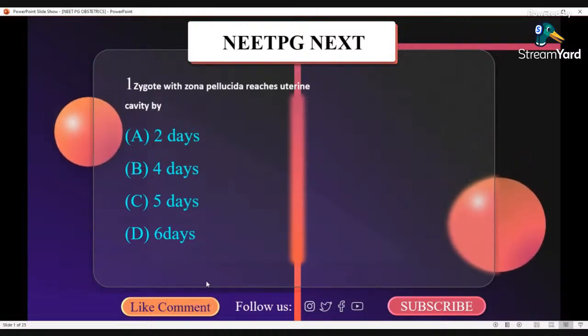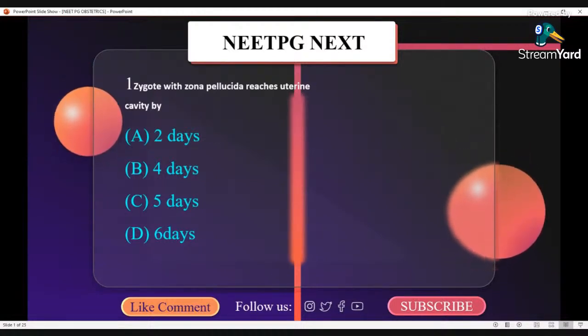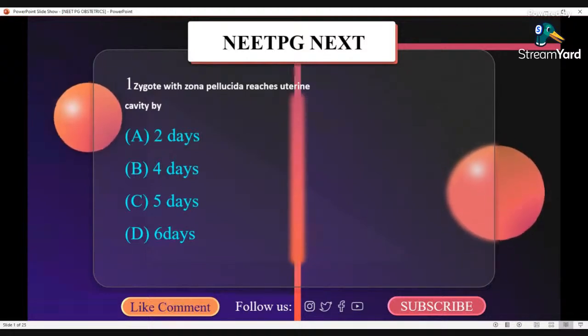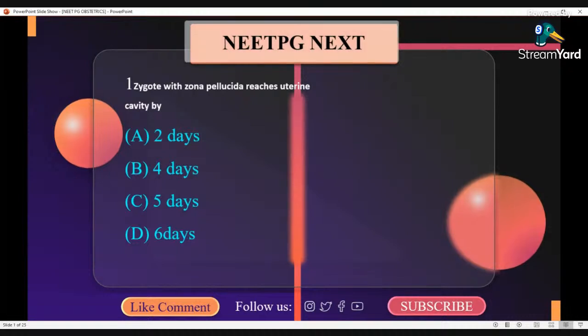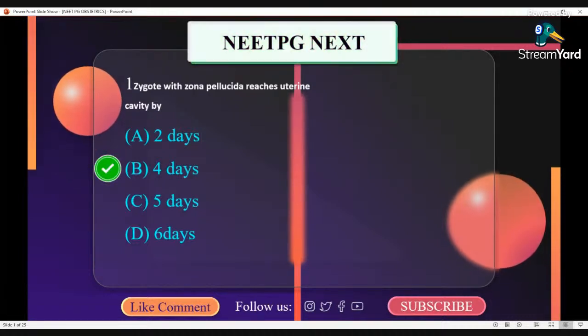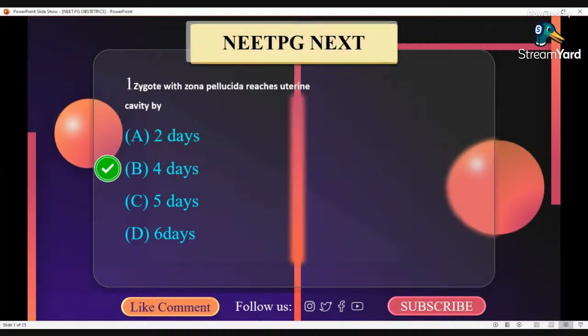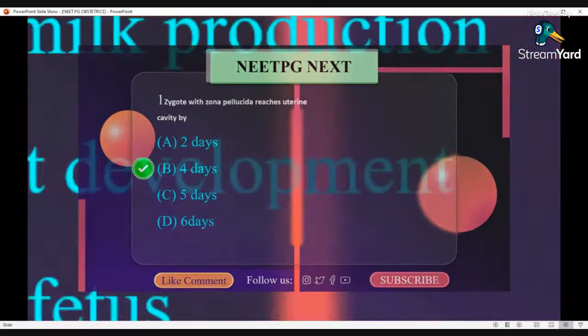Zygote with zona pellucida reaches uterine cavity by A. 2 days, B. 4 days, C. 5 days, and D. 6 days. Correct option here is B. 4 days. So zygote and zona pellucida reach the uterine cavity by 4 days.